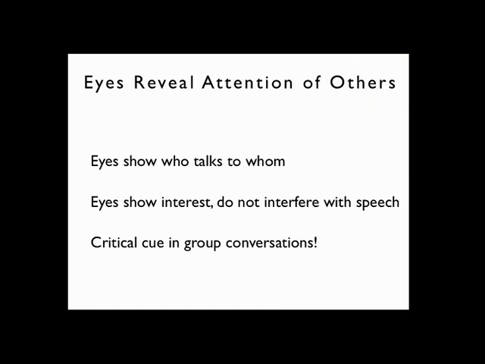So in communication too, eyes reveal the attention of others, and this cue is used to a great extent. Eyes show who talked to whom, and they show interest in a way that does not interfere with speech. And as such, it's a critical cue in group conversations, and we've done a lot of empirical studies in this area, showing that by and large, whom you look at correlates with whom you listen to and whom you speak to. So I'm going to show you an excerpt from one of the experiments we did.